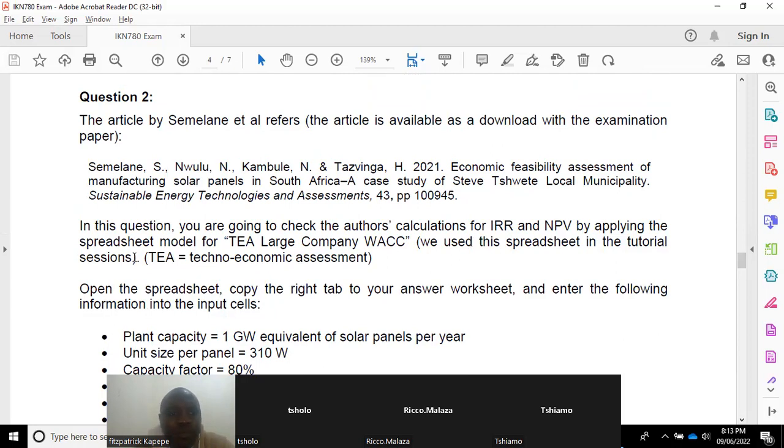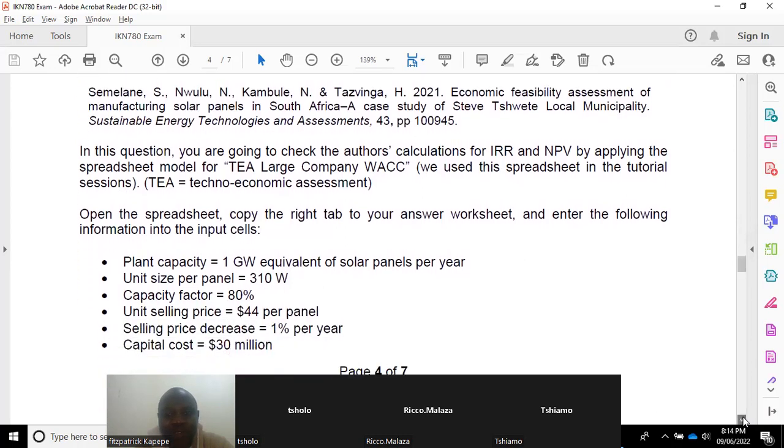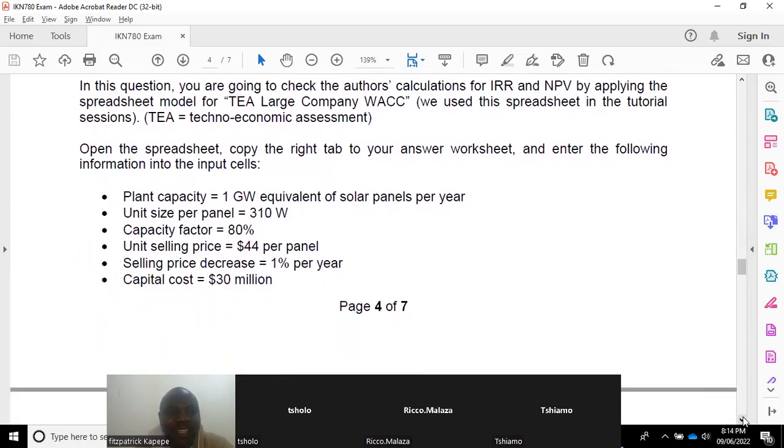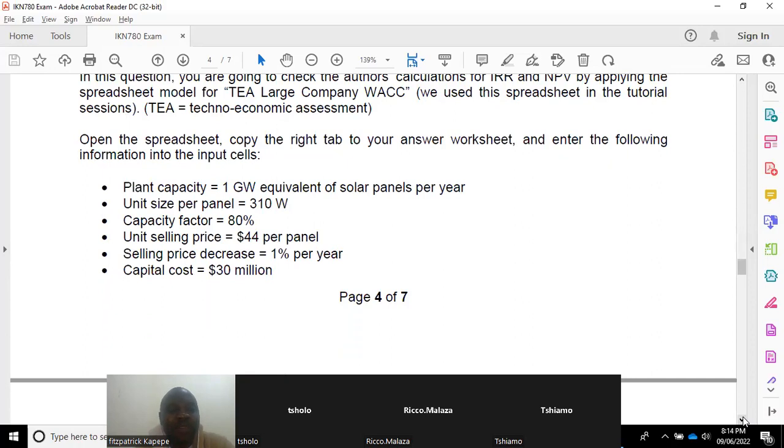Where do we start from? Obviously, there's an article up there. In this question, you are going to check the author's calculations for IRR and then PV by applying the spreadsheet model for the large company work. We use this spreadsheet in the tutorial. TEA is Techno-Economic Assessment, blah, blah, blah. So you have used this same thing. You know it much better. Open the spreadsheet, copy the right tab to your answer worksheet and enter the following information into the input cells.